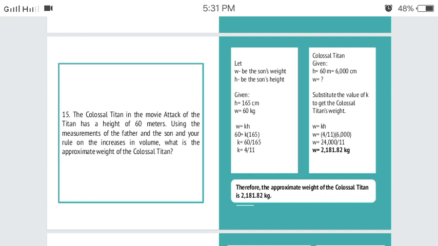For the Colossal Titan, given the height is 60 meters, that is 6,000 in centimeters. We are going to find the weight. So substitute the value of K to get the Colossal Titan's weight. So W is equal to KH. So W is equal to 4 over 11 times 6,000. That is 24,000 over 11. So W is equal to 2,181.82 kilograms. Therefore, the approximate weight of the Colossal Titan is 2,181.82 kilograms.